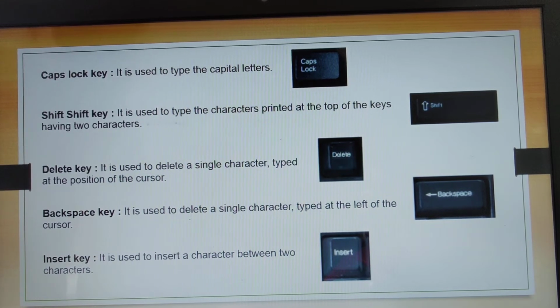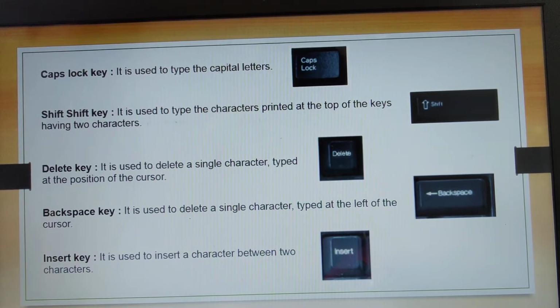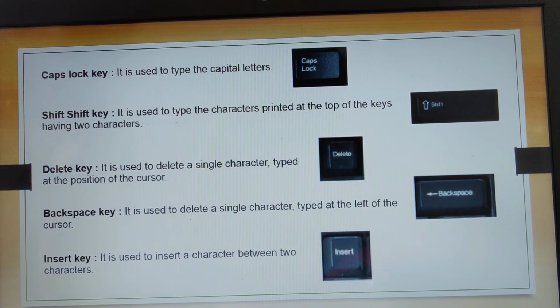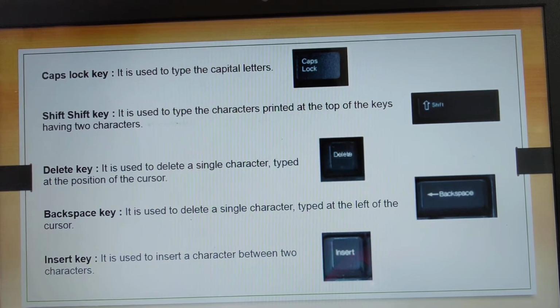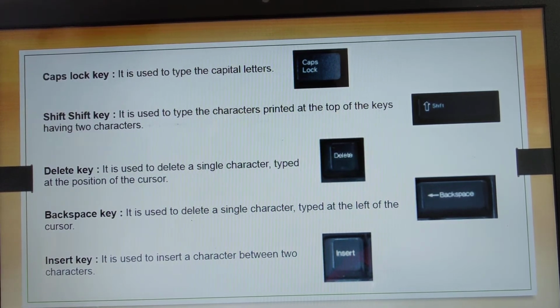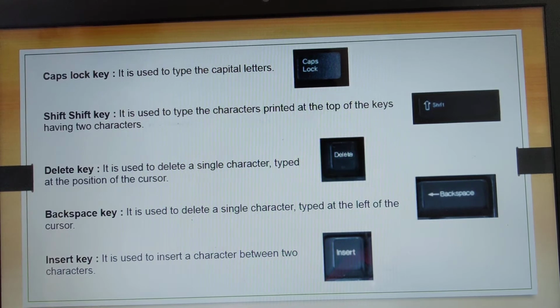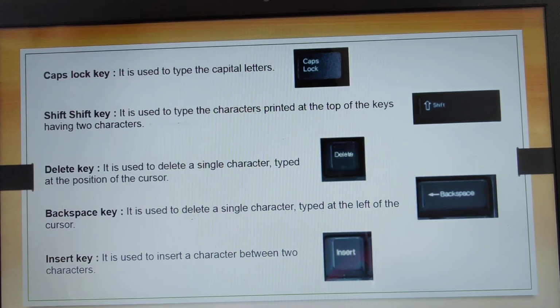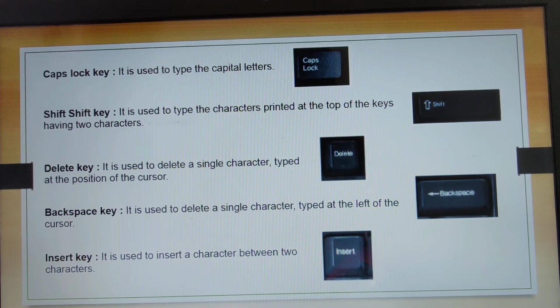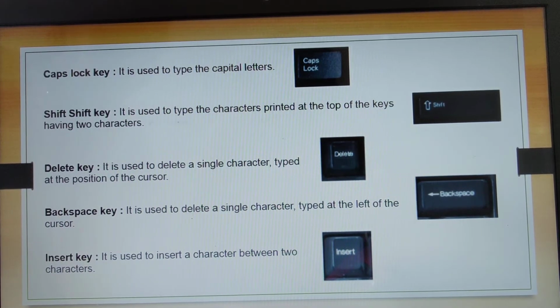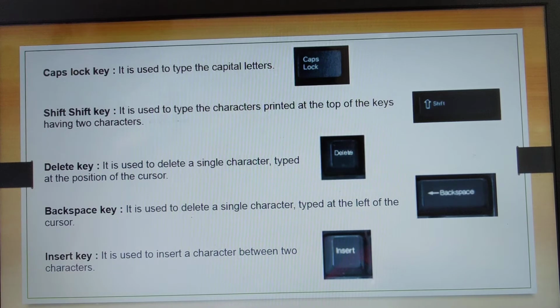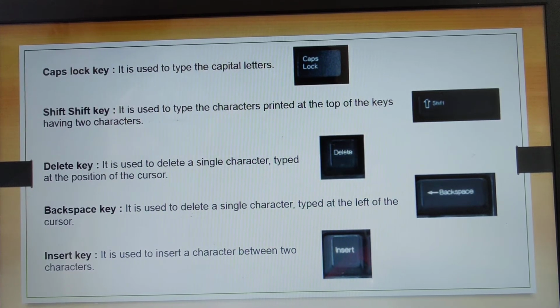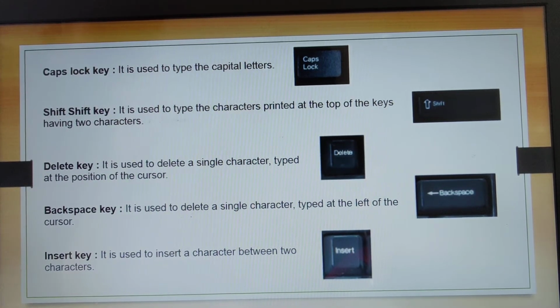Okay, now the delete key. What is the delete key? When you have written something wrong and you want to erase it, you want to remove it, we use the delete key. We press it. So it is used to delete a single character typed at the position of the cursor. Backspace key. What is that? It is used to delete a single character typed at the left hand of the cursor. Okay, so delete is also used for deleting, meaning erasing, and backspace is also used for erasing a single character.